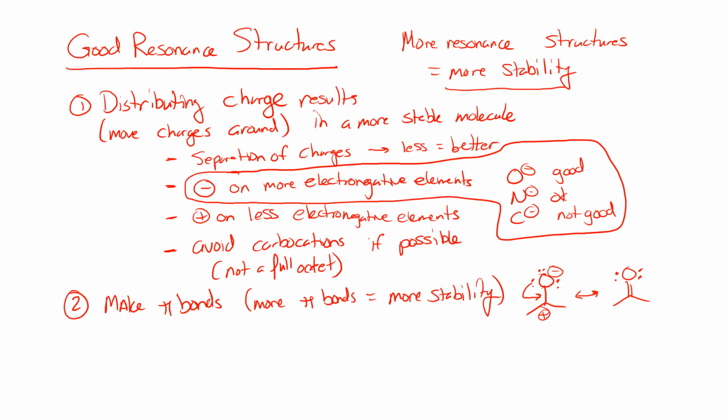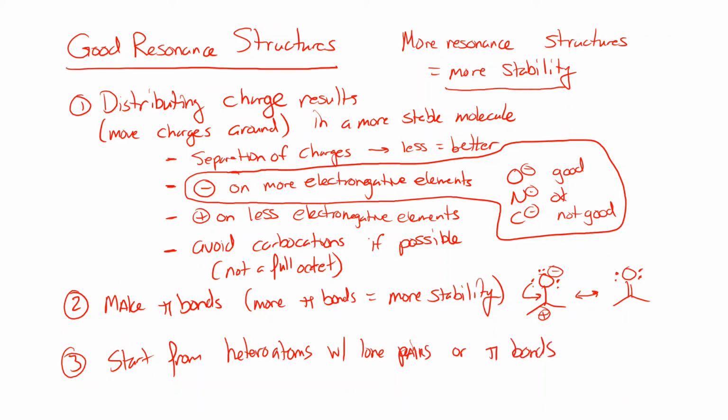A clue for where to start, right? And so we've talked about this. So good resonance structures start from heteroatoms with lone pairs, or pi bonds. So when you look at a structure, when you are doing a worksheet or whatever, and you're looking at a structure and you want to draw a resonance form of it, find those lone pairs, find those pi bonds, start there, and then think about where you want to move them.